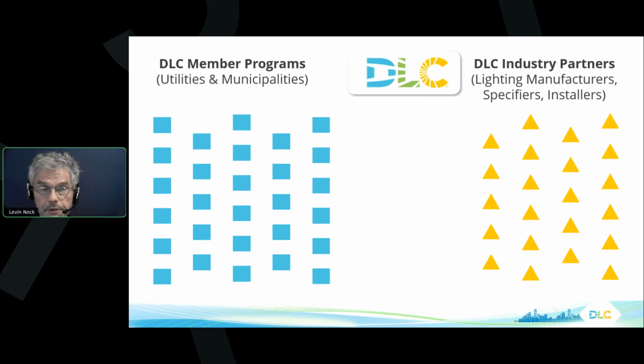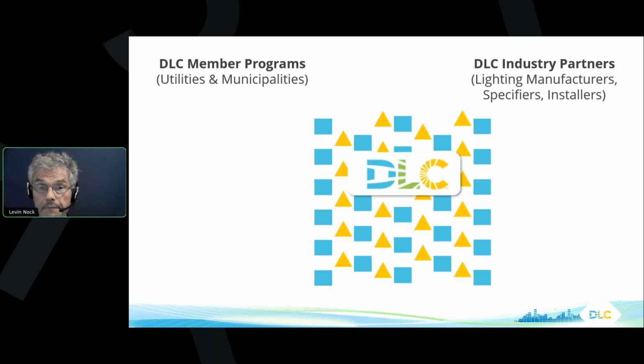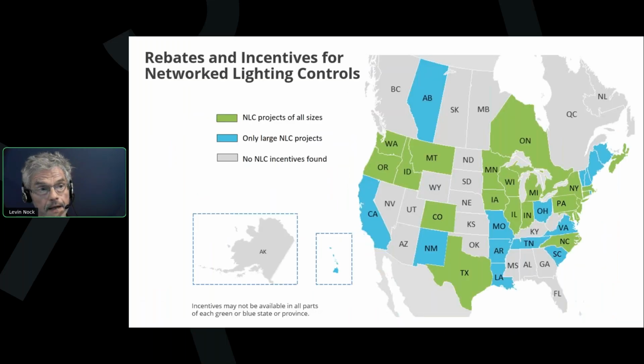We help efficiency incentive programs agree on a common set of technical criteria, so manufacturers can meet one set of technical requirements and then qualify for many different programs.